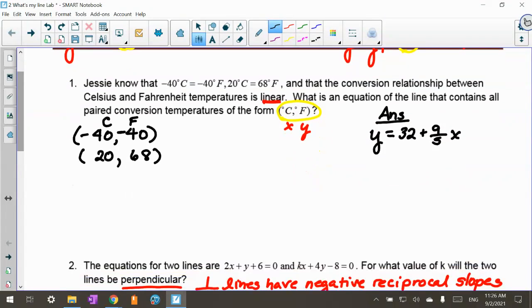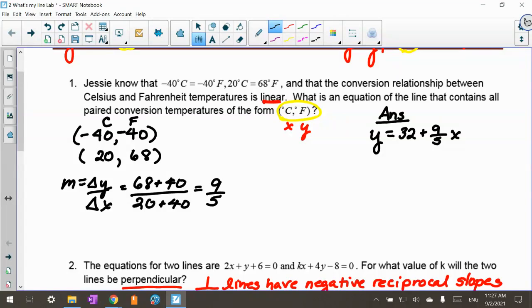So the first thing I'm going to do is the slope. The slope formula is the change in my y's over the change in my x's. And I want you to realize that you have to start here, but you can go top down or bottom up as long as you're consistent. So I always like to do things a little bit easier. I'm going to do 68 minus a negative 40. So that's 68 plus 40 all over 20 plus 40, because I'm doing 20 minus a negative 40. And when I put that in my calculator and reduce it down, I get 9/5.